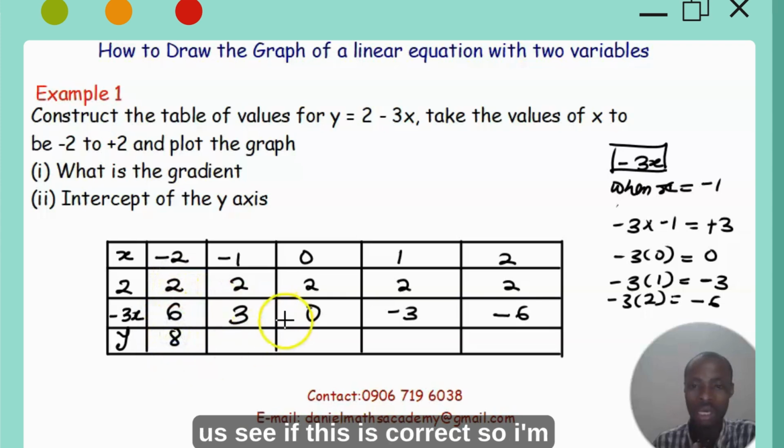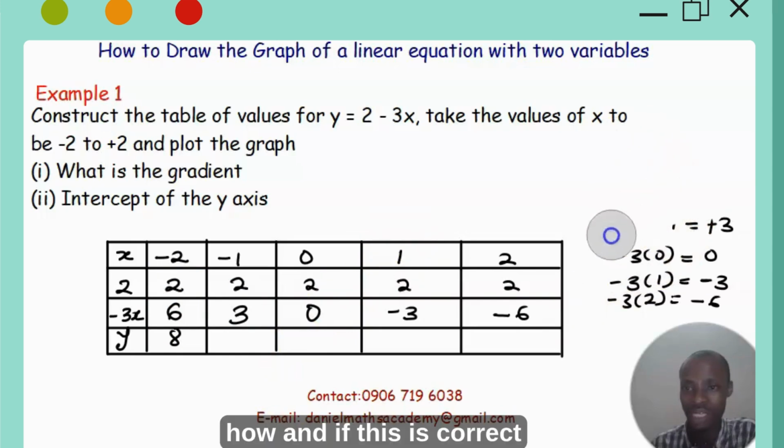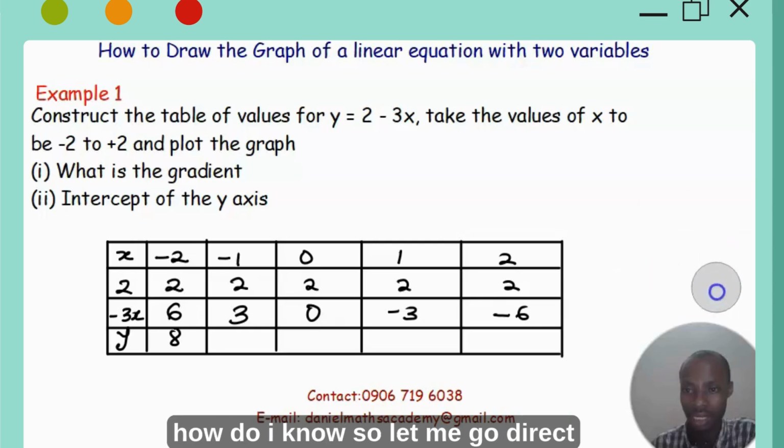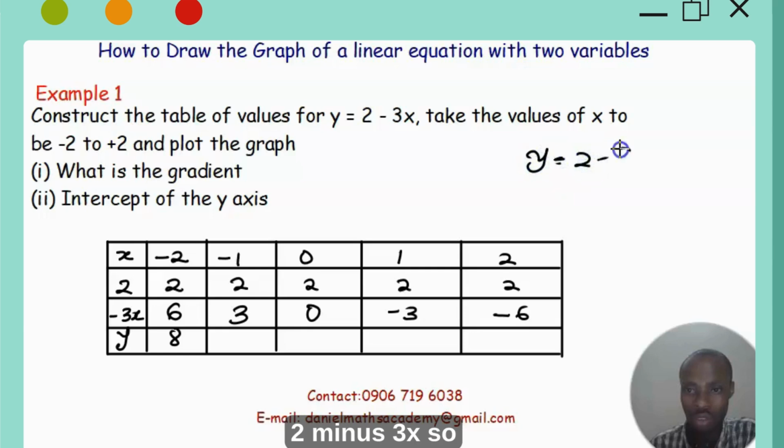Now let us see if this is correct. I'm going to clean up this and then quickly show us if this is correct. How do I know? Let me go direct. Our equation was y is equal to 2 minus 3x.